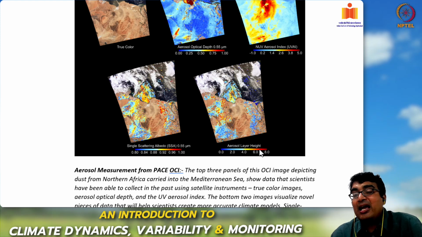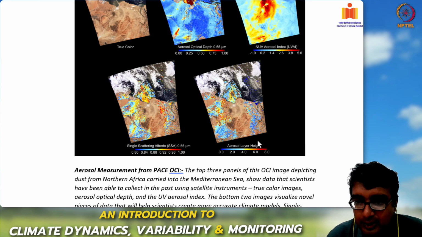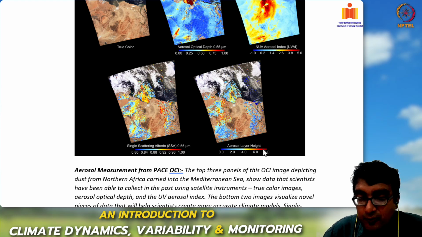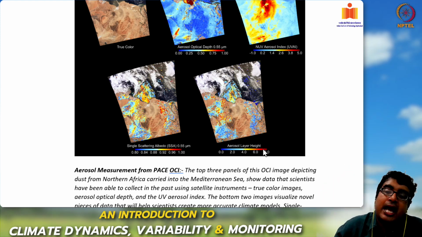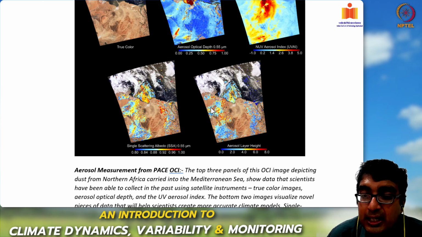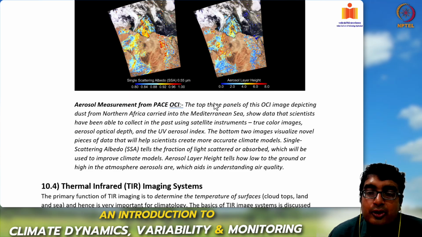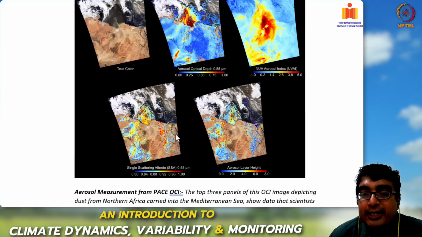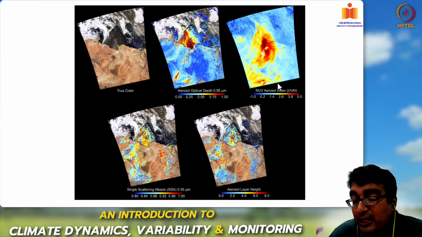And based on this, an effective aerosol layer height is also seen. So how high up is the aerosol in the atmosphere? The layer height above the ground can also be obtained from this information. So the top 3 panels of this OCI image depicting dust from North Africa carried into the Mediterranean Sea show data that scientists have been able to collect in the past using satellite images. True color images, aerosol optical depth and UV aerosol index. So this is from the UV spectrum.